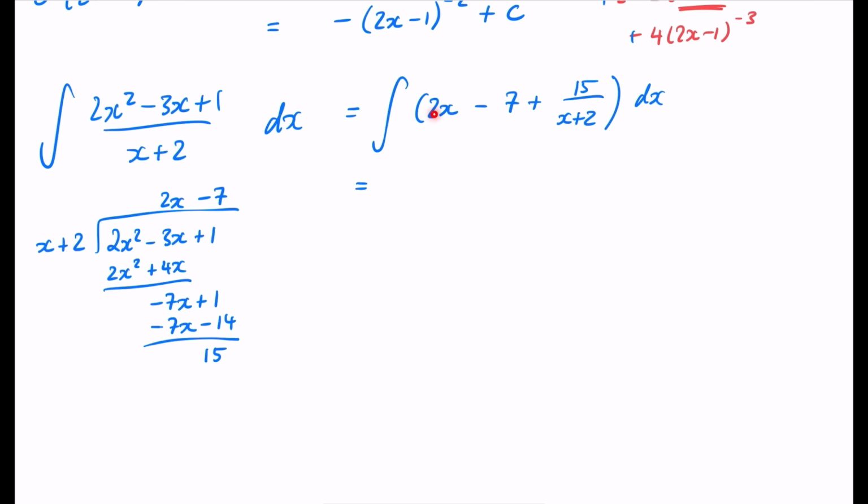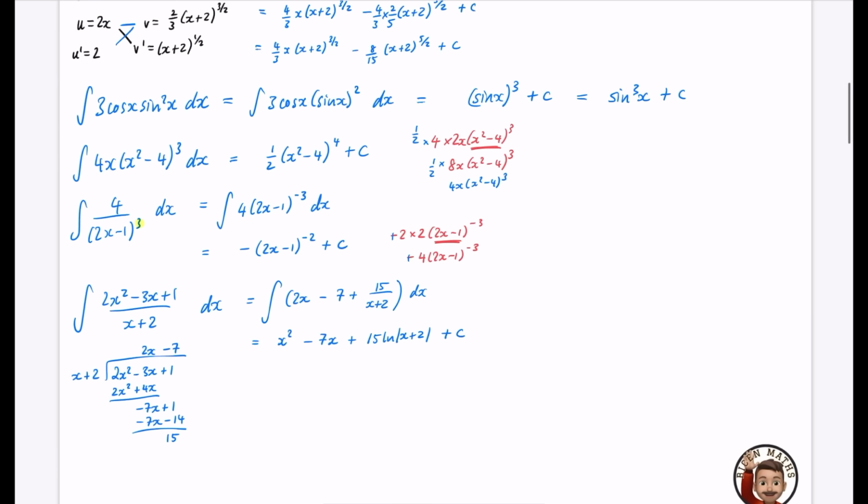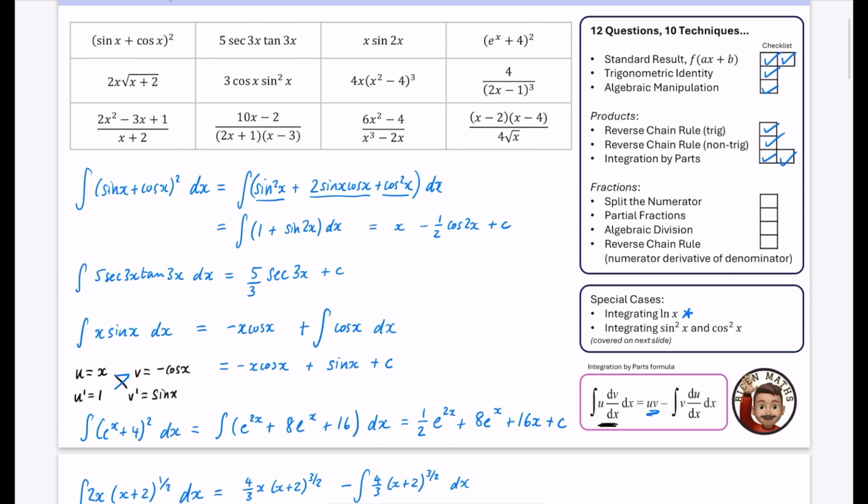So the 2x is just going to integrate to x squared. That's like year 1. The minus 7 goes to minus 7x, and this is a standard result. We know that when you have something over x plus 2, it is just going to be a 15 ln of x plus 2, because we know when you differentiate an ln function, you get 1 over that function. I'm just leaving that 15 outside the front, plus c. So that was an example of us doing algebraic division.